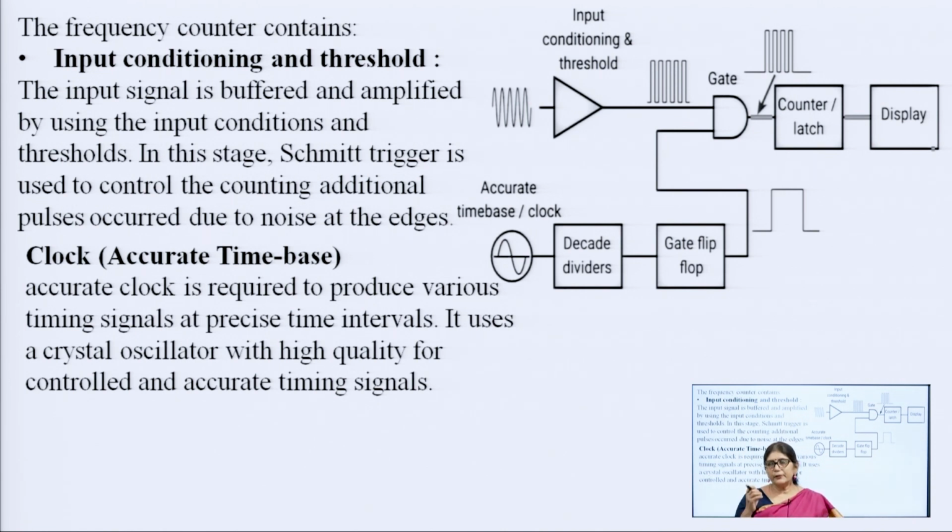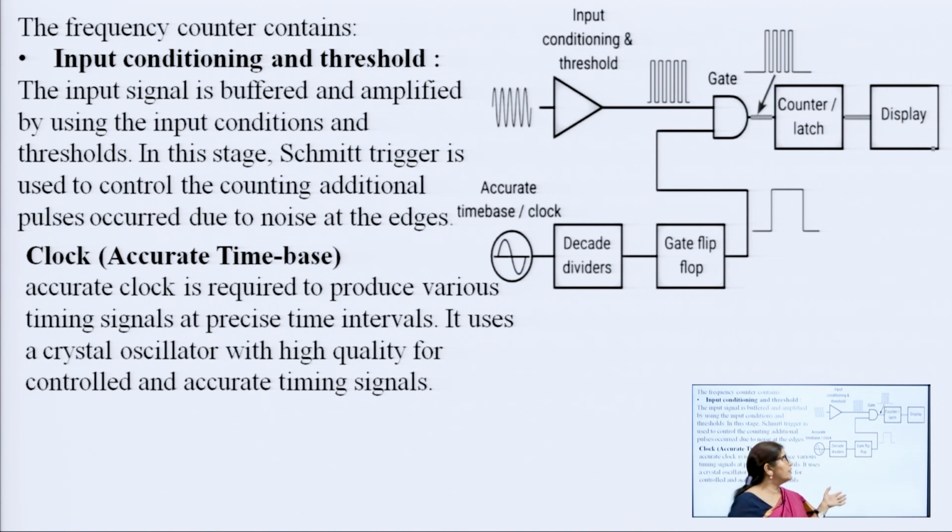If the signal amplitude is very low, then we need an amplifier to amplify the signal. So, that is the input conditioning and threshold. If it has a high value, then we have to reduce the amplitude of the signal. Then this signal is fed to the amplifier circuit and signal conditioning, then it is fed to the gate.